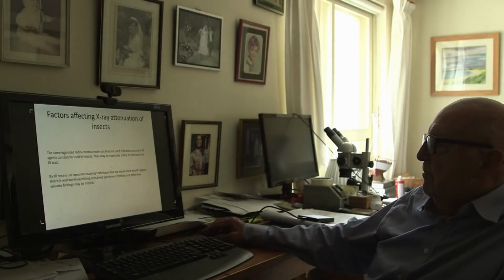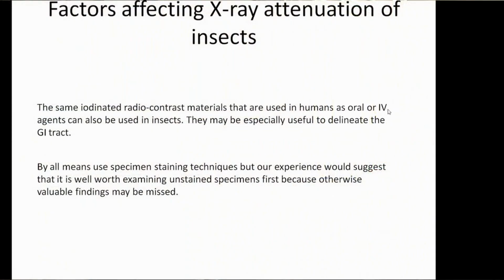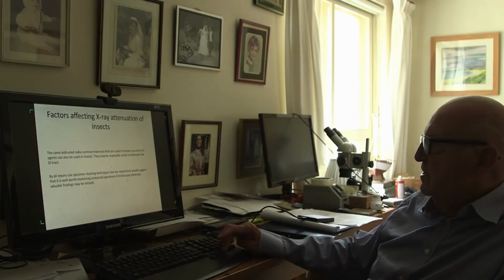So in summary, the same iodinated contrasts used in humans can be used in insects. We're not saying people shouldn't stain samples. You can get spectacular results, but as you'll see in a moment on the second of these videos, you can miss a lot of tricks by going ahead and staining without first looking.